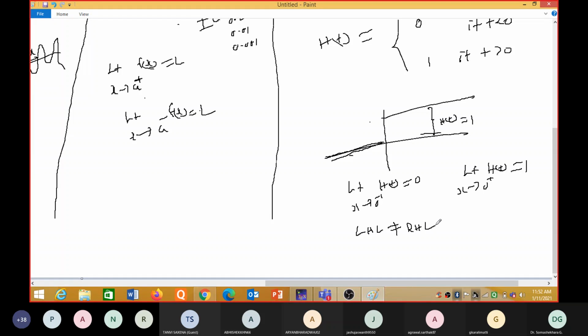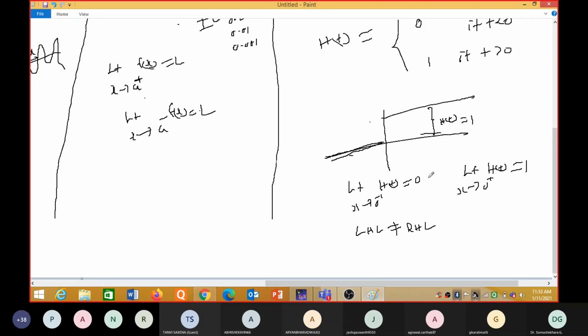This is called the Heaviside function, and it has many applications in electrical and electronics engineering. You have to understand left hand limit and right hand limit through the graph. It becomes easy also. The limit of h of t does not exist. Why does the limit of h of t not exist? Because the left hand limit is not equal to the right hand limit.